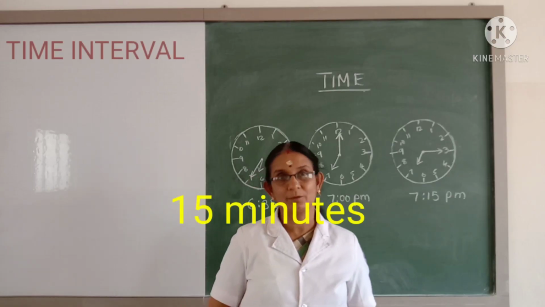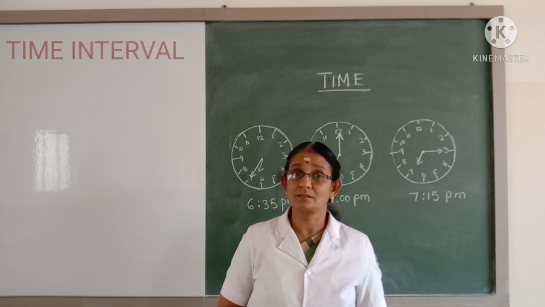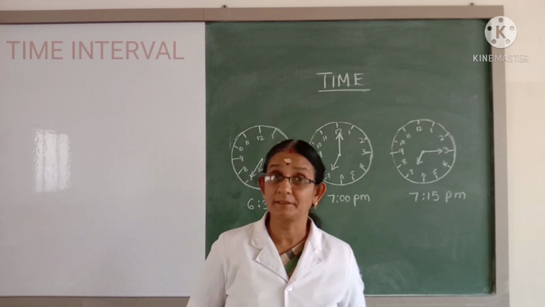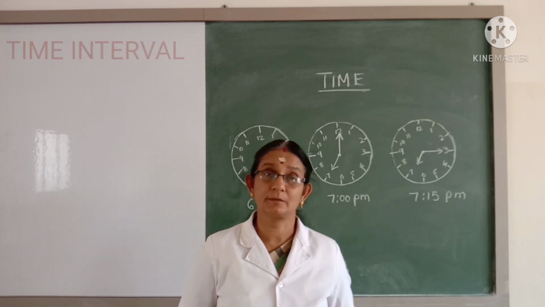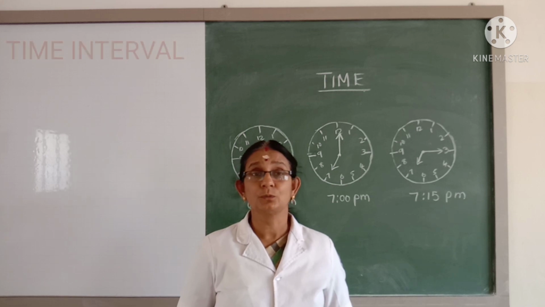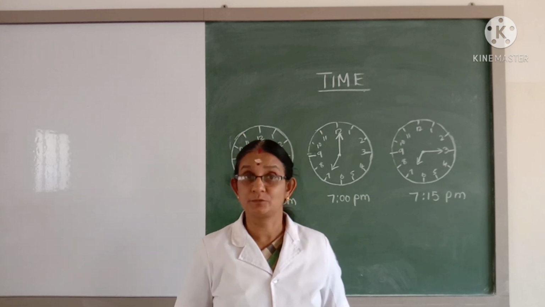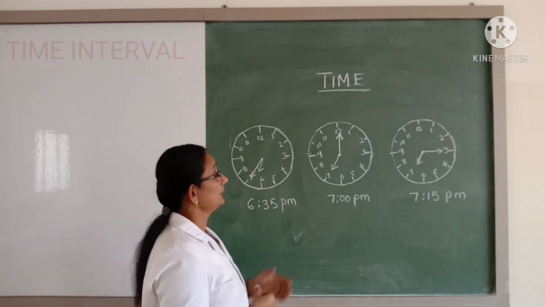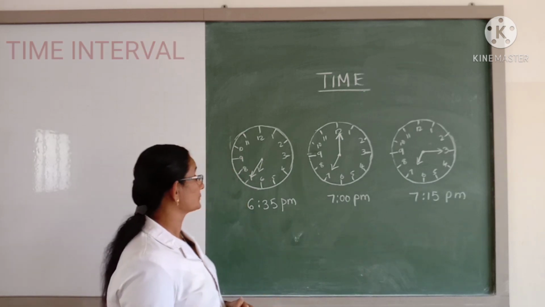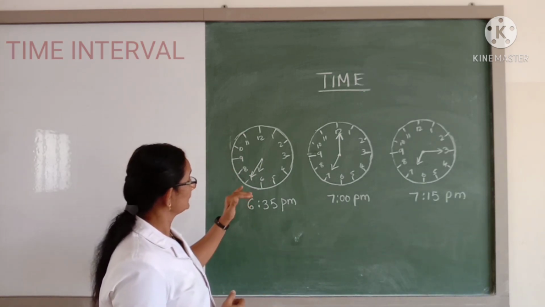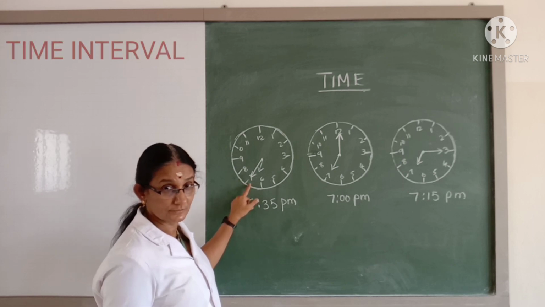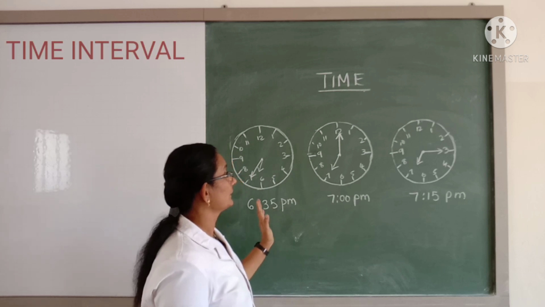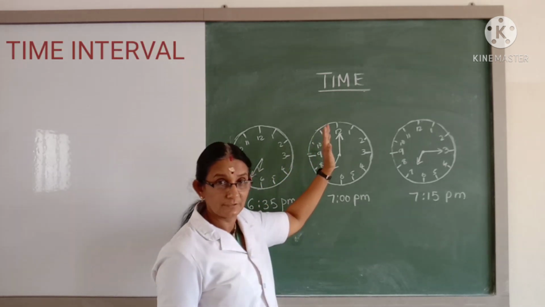Now children, let us see one more example. Nisha started doing her homework at 6:35 and she completed her homework at 7:15 p.m. Okay, so I need to find out how much time she has spent on the homework. So here I have drawn three clocks. So first I need to find the time when she started it. She started her homework at 6:35. Then let us calculate how much time she has spent up to 7 o'clock.